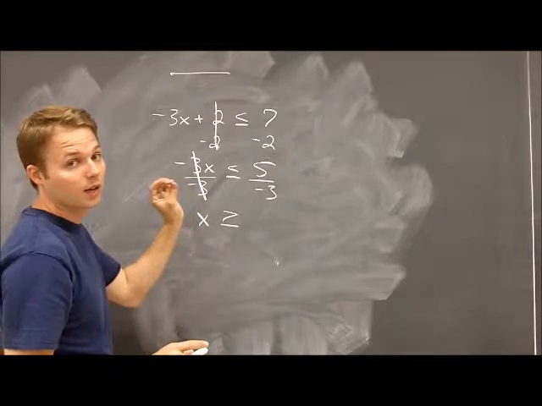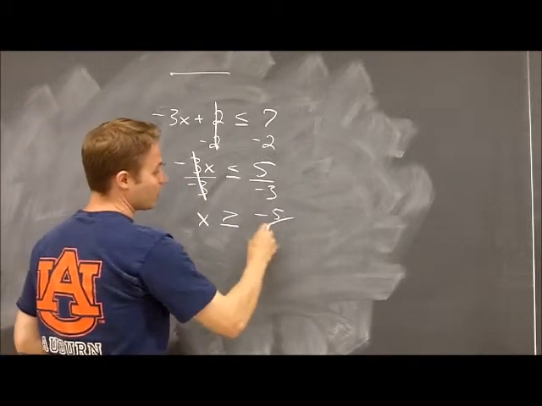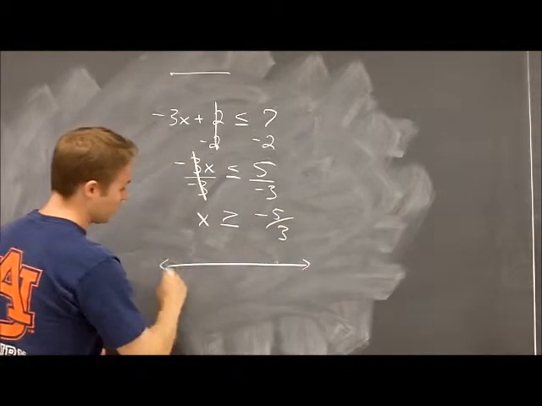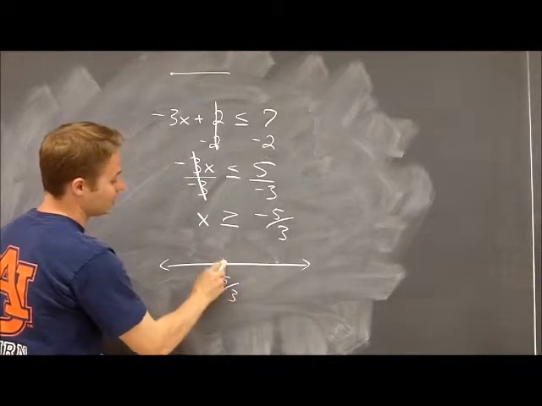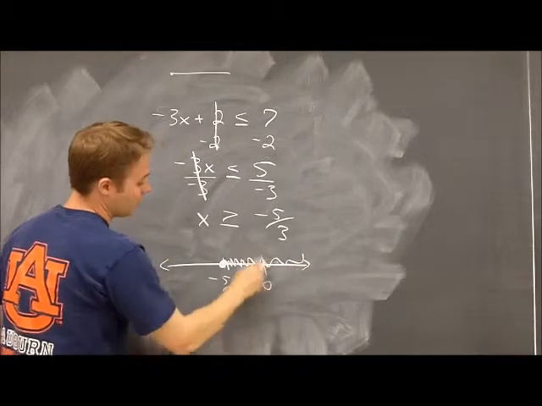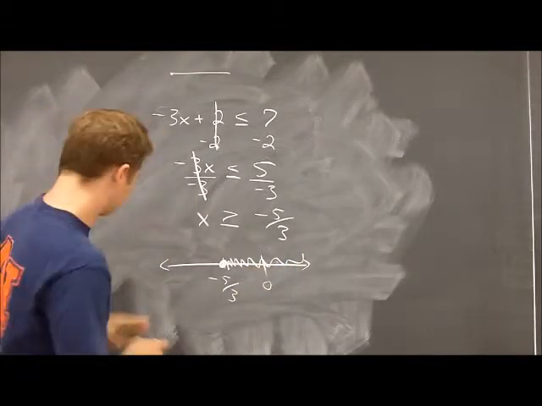This is the tricky part that you have to make sure you remember. So in this case, x is greater than or equal to negative 5/3. All of those x values will serve as solutions to our inequality. So anything from negative 5/3 and up will work as a solution to this original inequality.